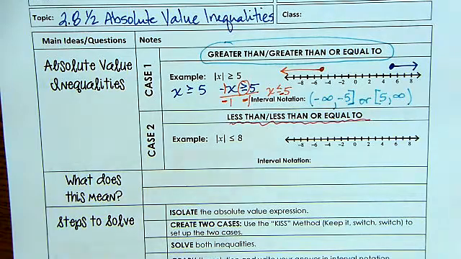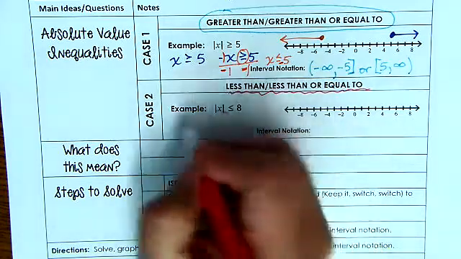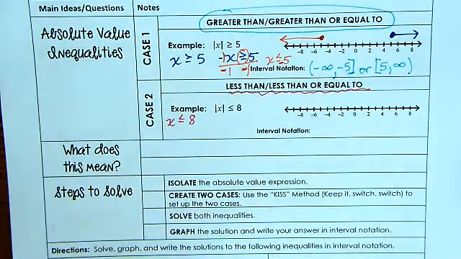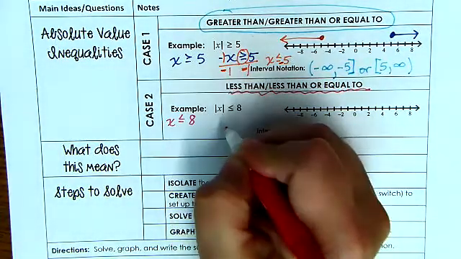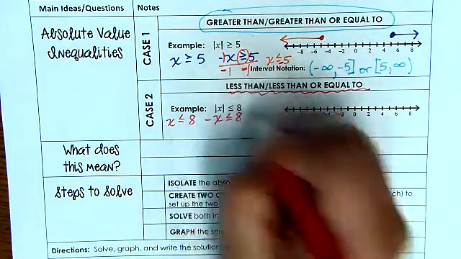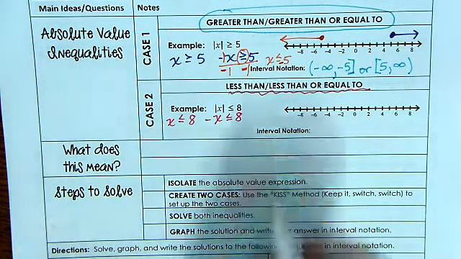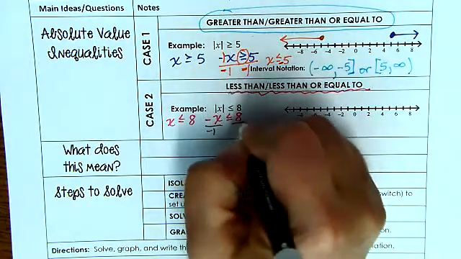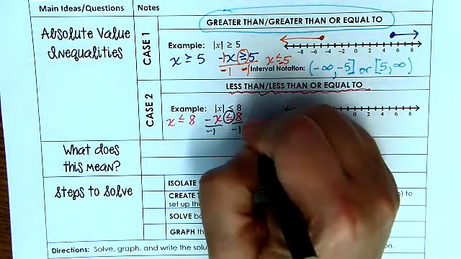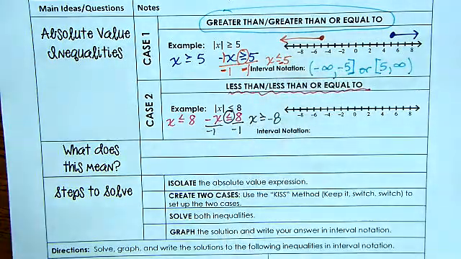All right, now we look at when it's less than or equal to. Okay, so again, remember that this value inside of here can be positive or negative. So I'm going to have x is less than or equal to 8. There's the positive scenario. Then we have the negative scenario, which is negative x is less than or equal to 8. Well, can't have a negative x. So I divide by -1 again to both sides. And remember, we've got to flip the inequality symbol. So it becomes x is greater than or equal to -8.